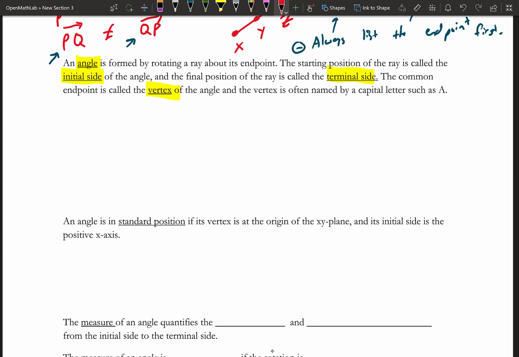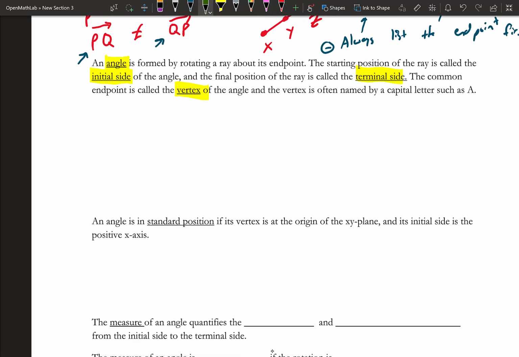So let me demonstrate this for you. Essentially, if I start out with this ray, we'll call this ray AB. Remember, this is going to be called the initial side. That's where we start. And then if you imagine, at A, it's like a fixed point. That's going to stay there, but I can move the ray, almost like a hand on a clock, if you will. I can rotate it this way, or rotate it this way. So essentially, we end up with this position.